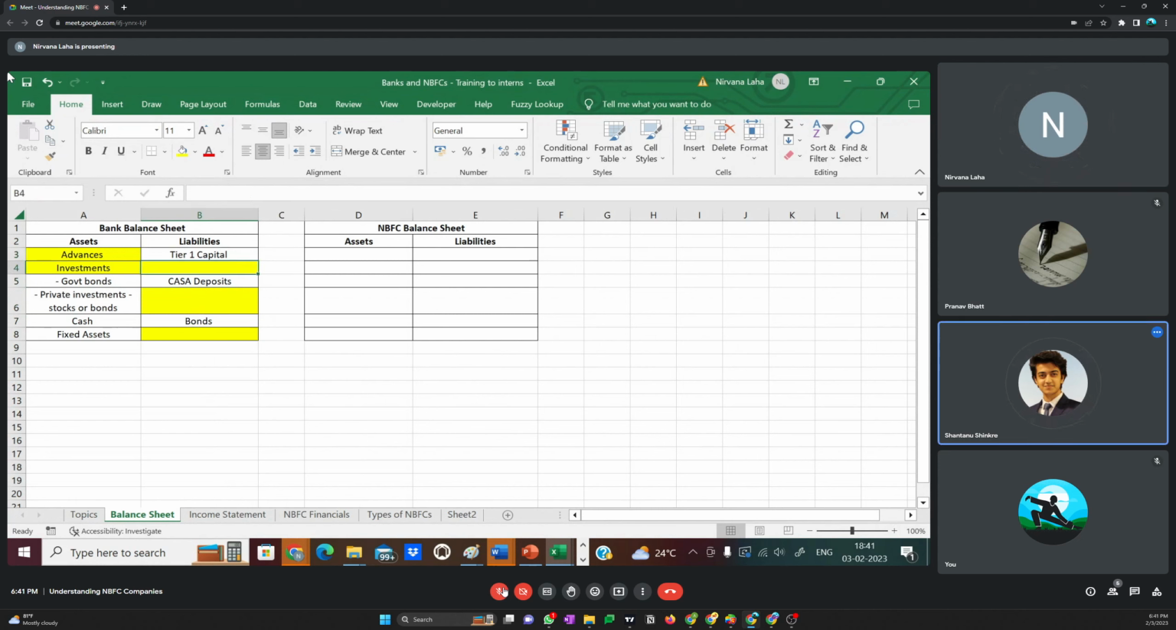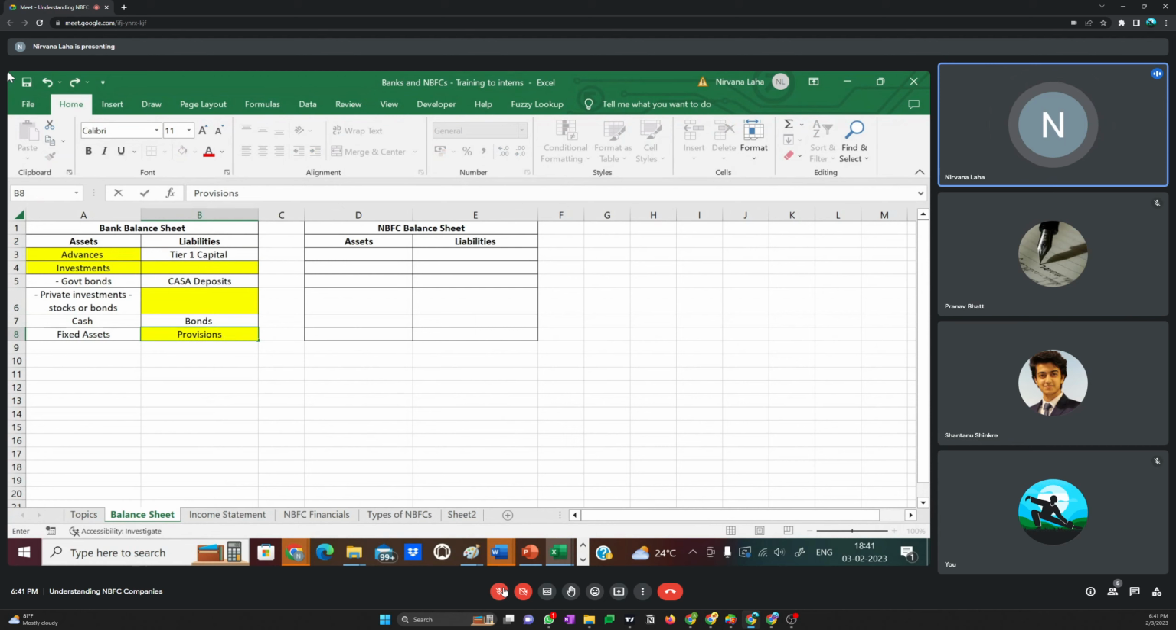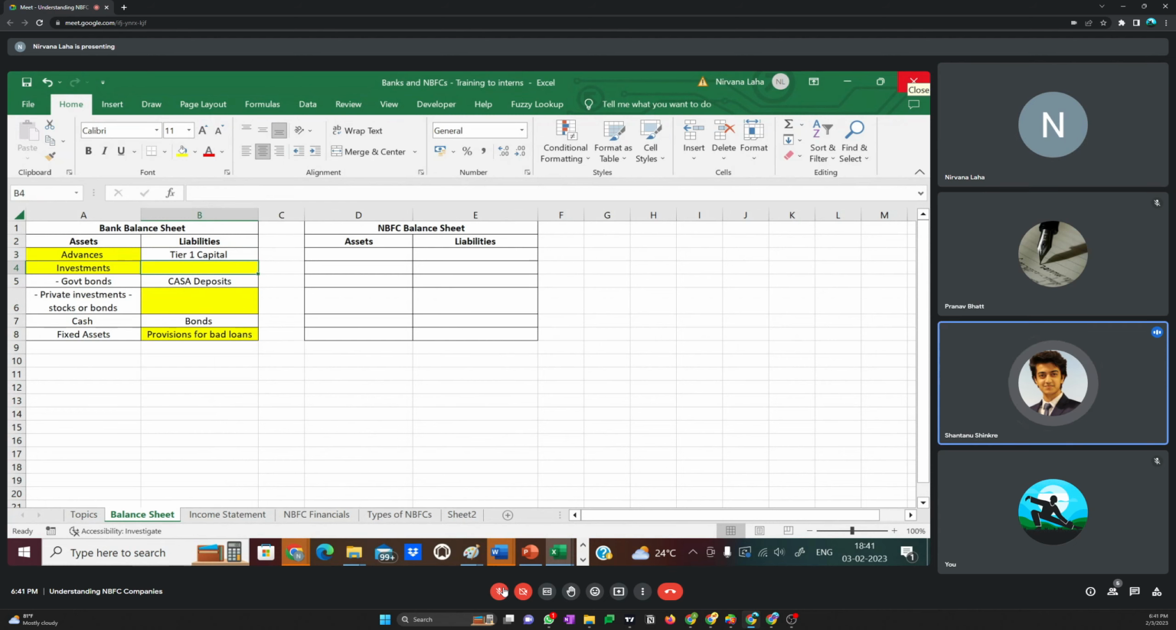Provisions. Yeah, great answer. I thought this one wouldn't be answered, but great that you got this. Provisions for bad loans. This is the last item. What is the second item? We start from equity and then we move towards liabilities, right? So in equity, is there anything else that you guys can think of? What is the CRAR ratio that you guys have been studying? Capital adequacy also. Yes, capital adequacy.